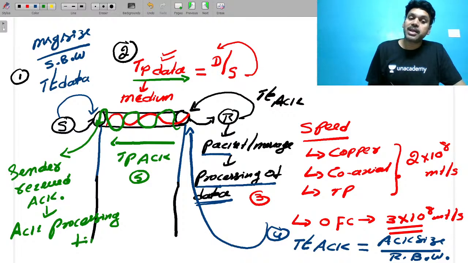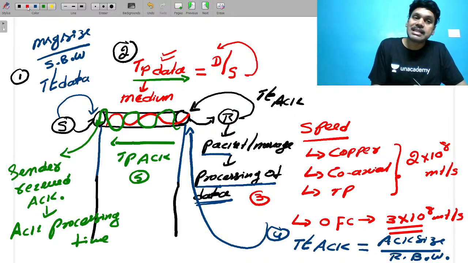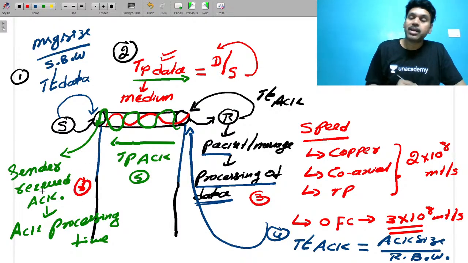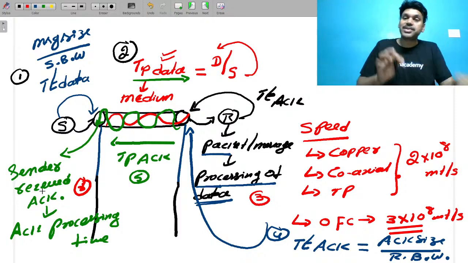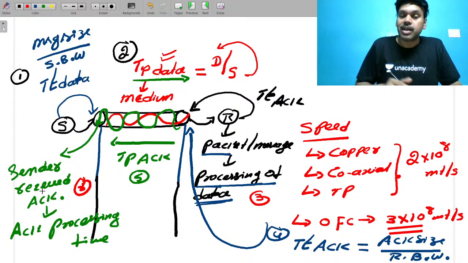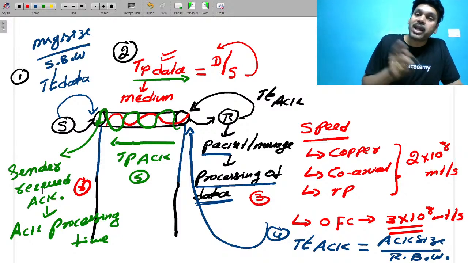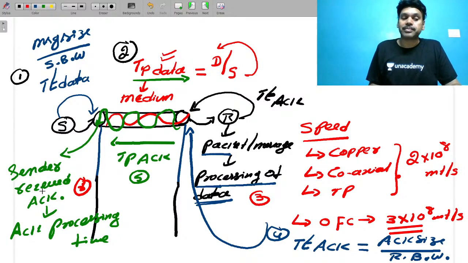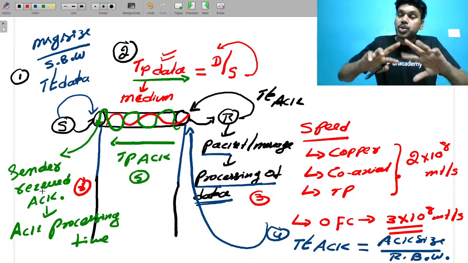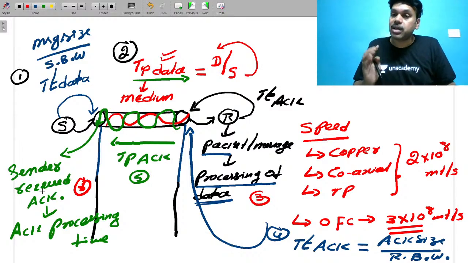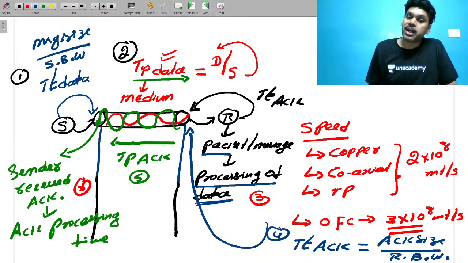Acknowledgement processing time. This is your sixth delay. Observe, friends, so almost all six delays I have discussed. On the receiver side, packet processing delay. On the sender side, acknowledgement processing delay. Now two other delays are there: queuing delay and processing delay. Processing delay we already discussed.